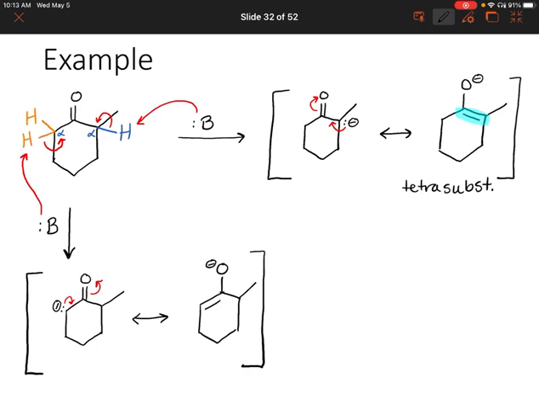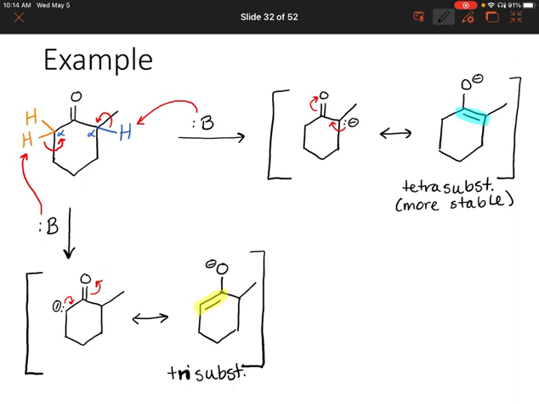What about if we take an orange proton? We end up forming this double bond that I highlighted in yellow. And is that mono, di, tri, or tetra substituted? Tri substituted. All right, and remember, the more substituted the double bond, the more stable. So our blue double bond, which is tetra substituted, is more stable.